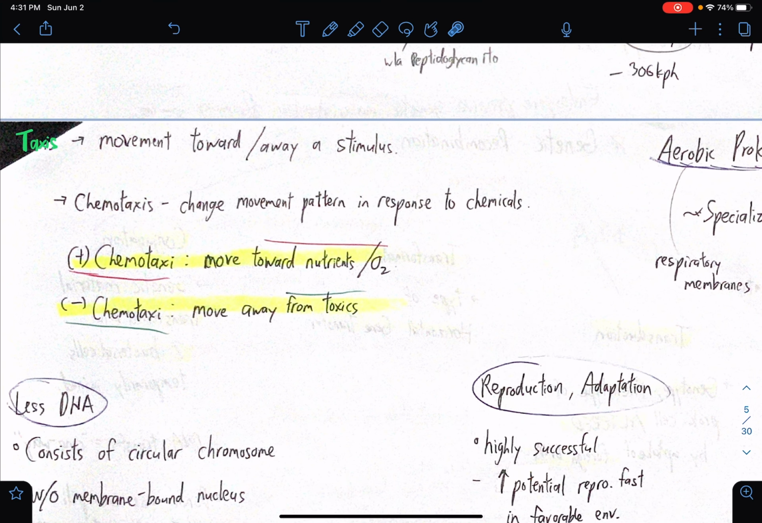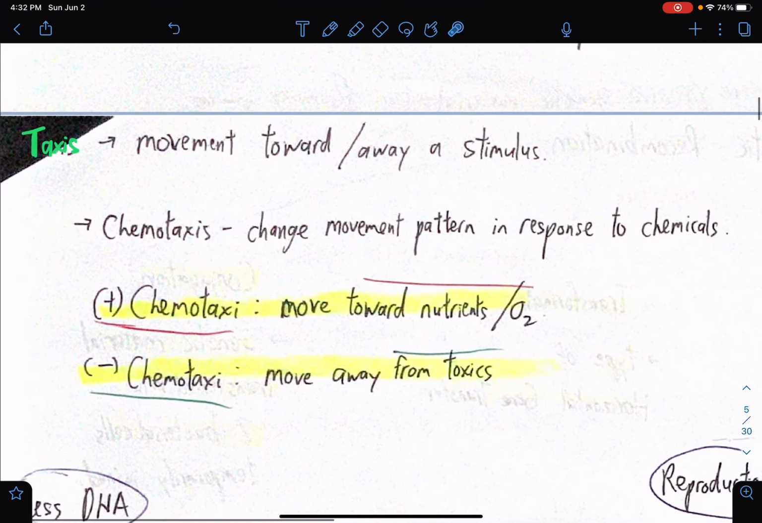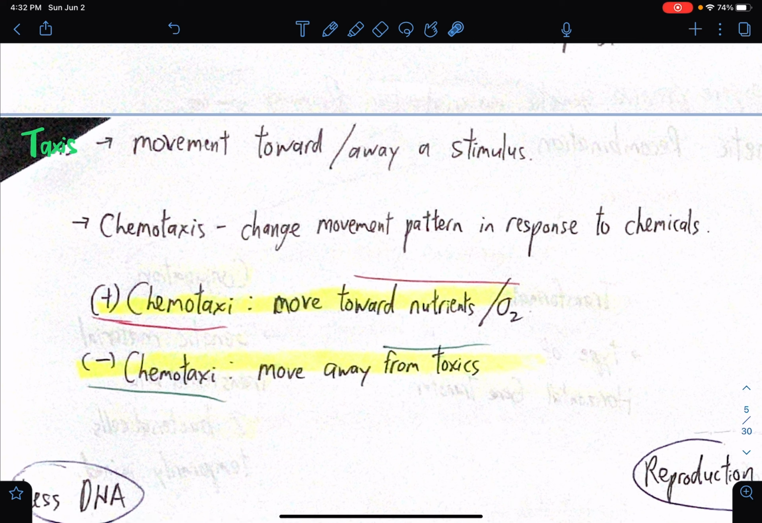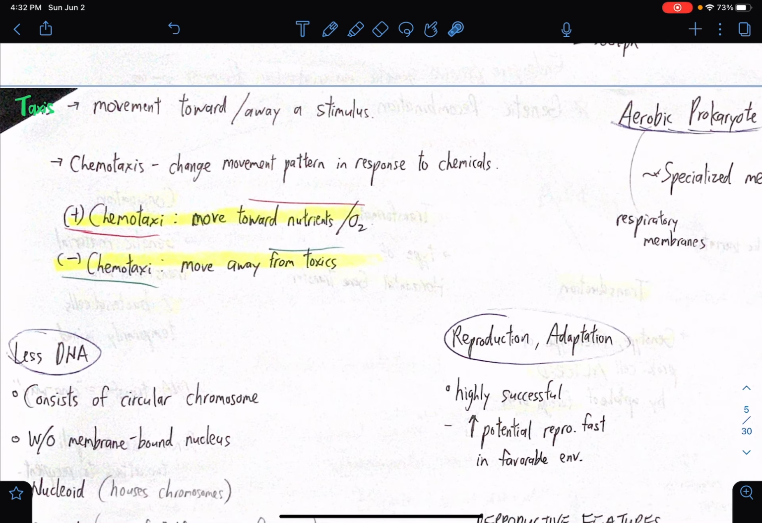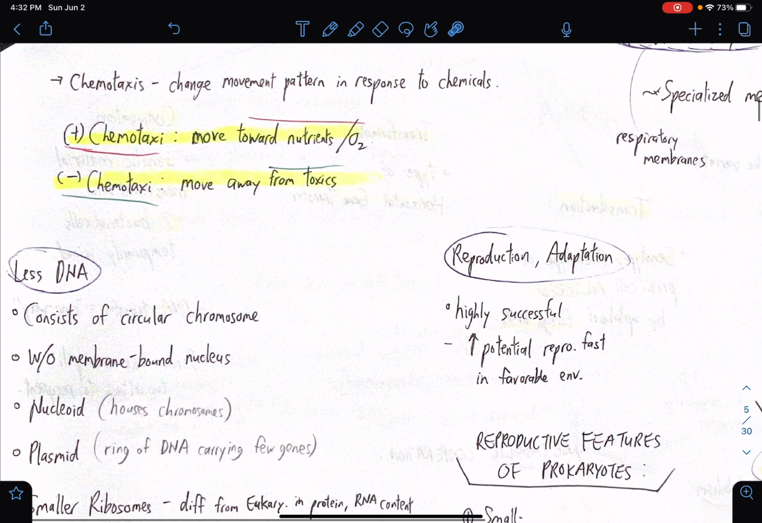Okay. Taxis. This is not what you usually know in common context. Taxis refers to the movement towards or away from a stimulus. So, chemotaxis basically changes movement pattern in response to chemicals. If it's a positive chemotaxis, there is a movement towards nutrients or oxygen. And if there's a negative chemotaxis, there is a movement away from toxins.